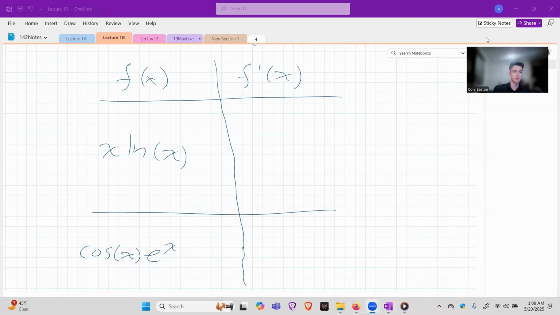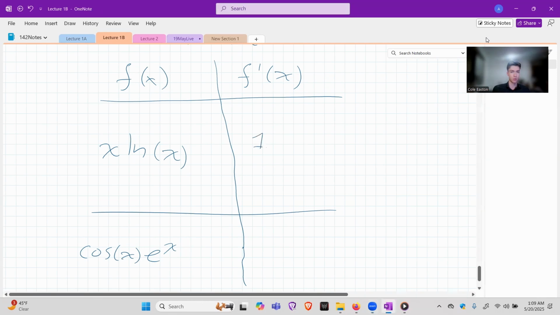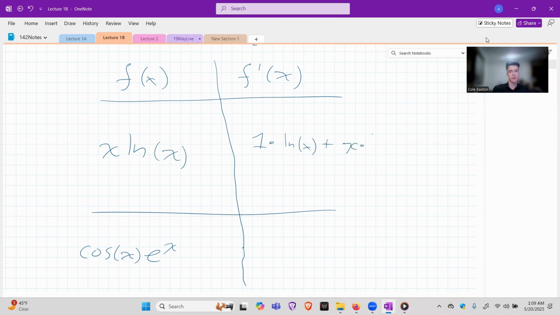So our first example is x times ln of x. So we're going to say, okay, the derivative of x is 1 times ln of x plus x times the derivative of ln of x, which is 1 over x. So that's going to give us ln of x plus 1.